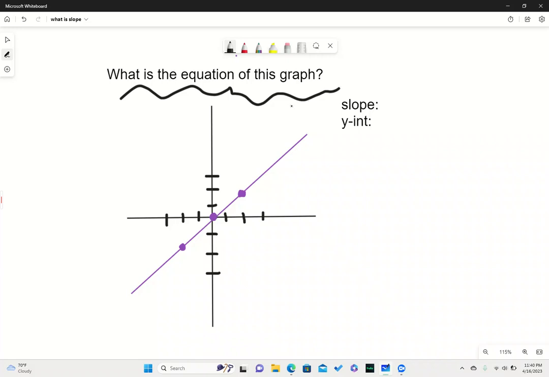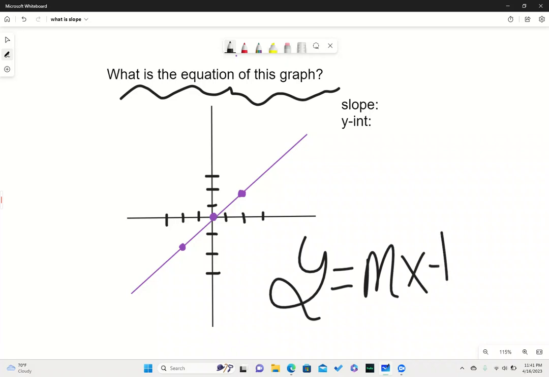Now, I used to think finding the equation of a graph was impossible because how could you find the equation of dots? Well, you can. There is a formula for finding the equation of a graph, and it is called the slope-intercept formula. Now, the slope-intercept formula is y equals mx plus b, and I'll be telling you what each of these stand for.